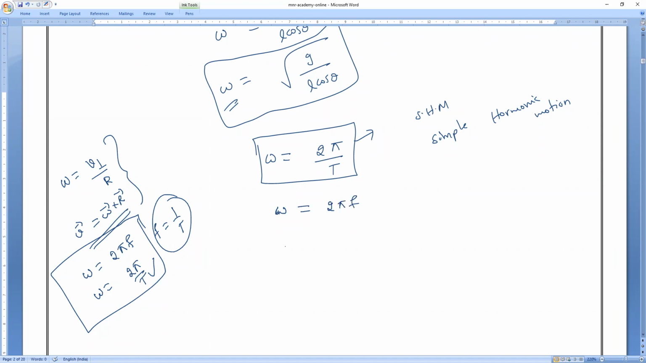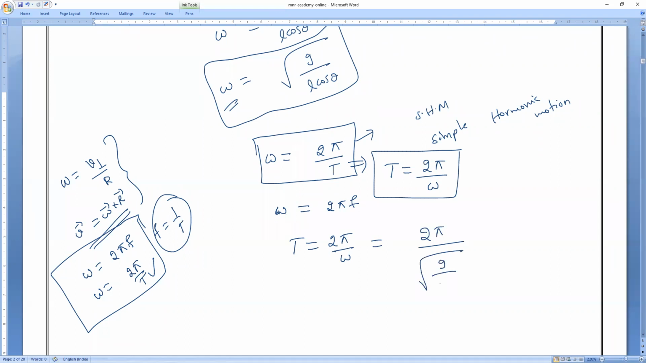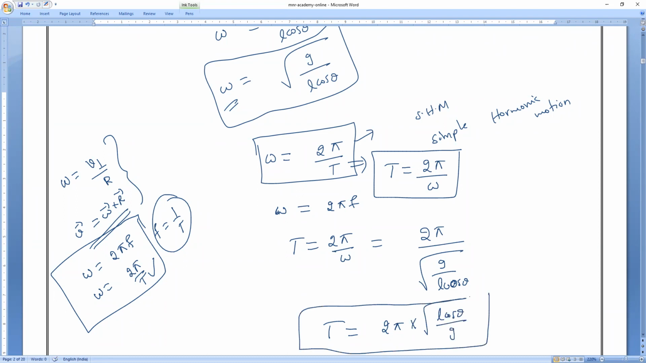So let us solve now. From that we can see, T is equal to what will come from this formula? T is equal to 2 pi by omega. So 2 pi divided by omega means root over L by g cos theta, and then it becomes the reciprocal. So T is equal to 2 pi into root over L cos theta divided by g. That is the formula. Clear? You got the formula or not? Verify it. Clear, everybody?